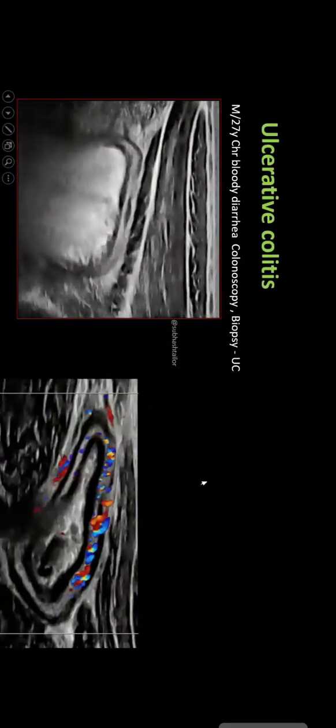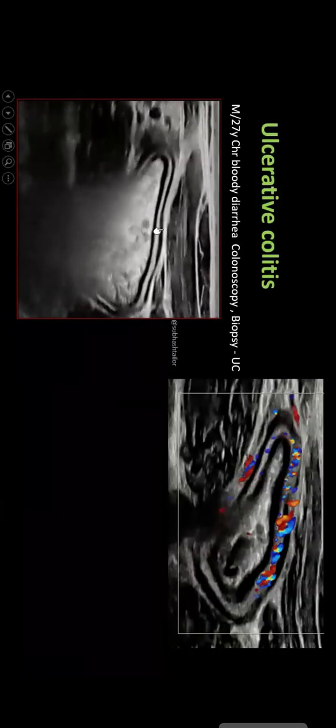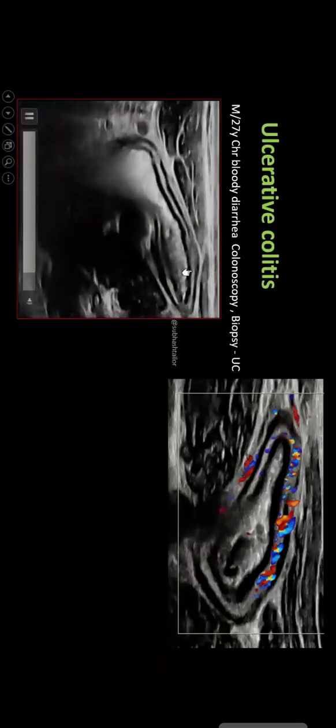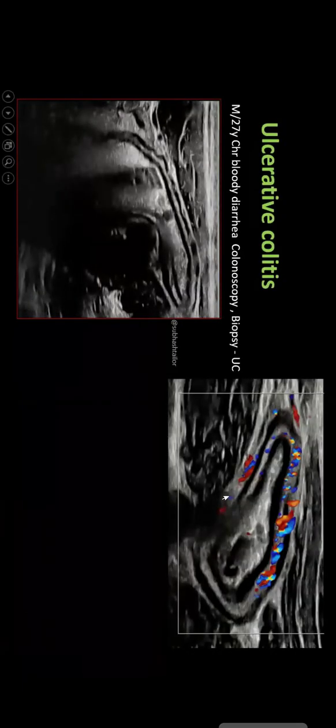Let us see. The bowel wall layer pattern is maintained, not very much thick. This is sigmoid colon. This is the descending colon in transverse view. This is sigmoid, and this is the upper part of the sigmoid colon. Now on color Doppler, we can see marked hyperemia. So here the bowel wall thickening is within normal limit, but there is hyperemia, and the patient is symptomatic, and it is a biopsy and colonoscopically proved case of ulcerative colitis.